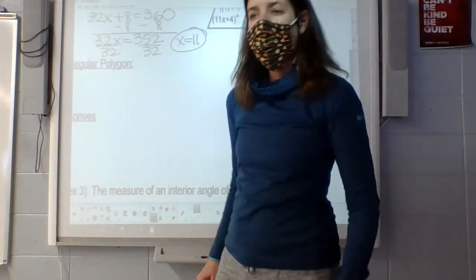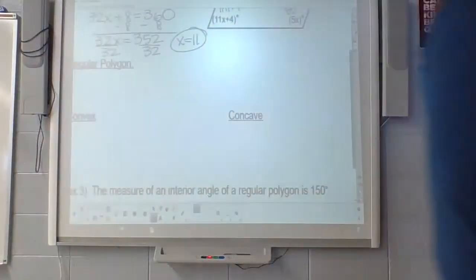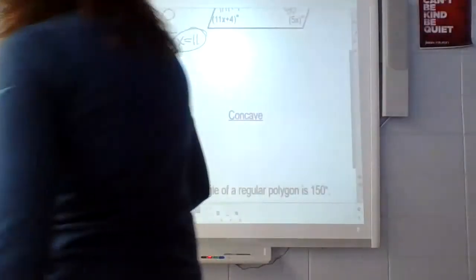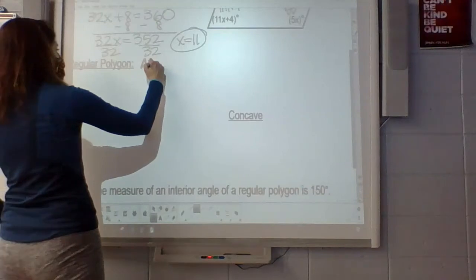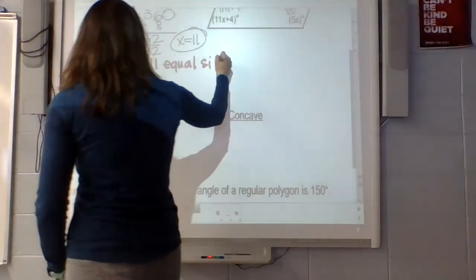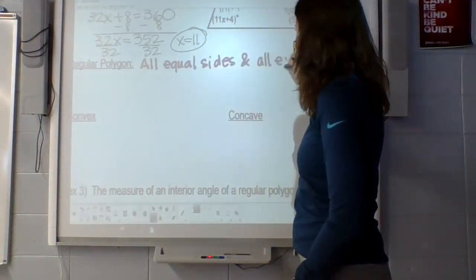So, I mentioned this regular polygon thing before. The idea is that if you go into a kindergarten classroom and ask them to point out a triangle to you, they would probably choose the regular polygon. That's the all equal sides, all equal angles. So a regular polygon is all equal sides and all equal angles.